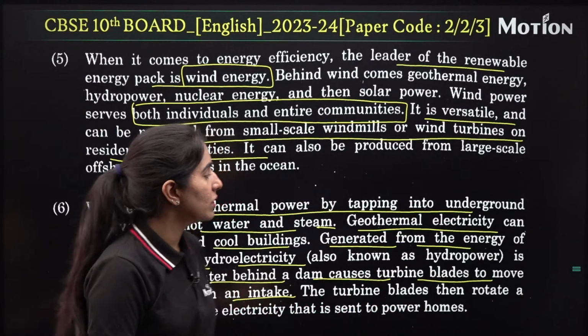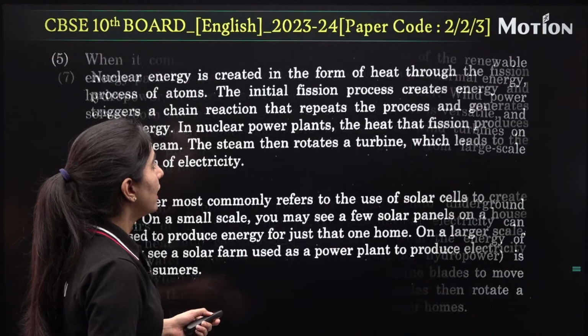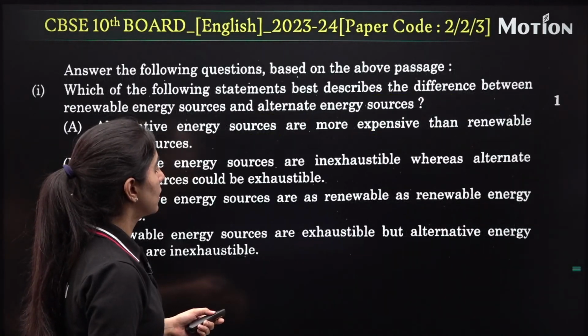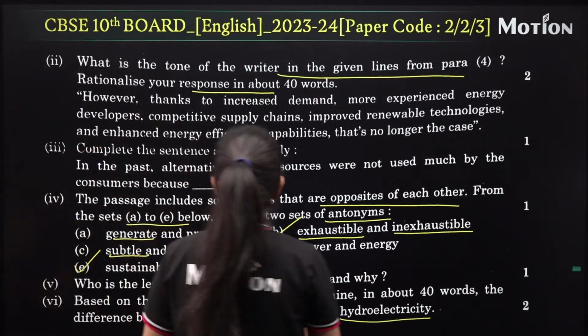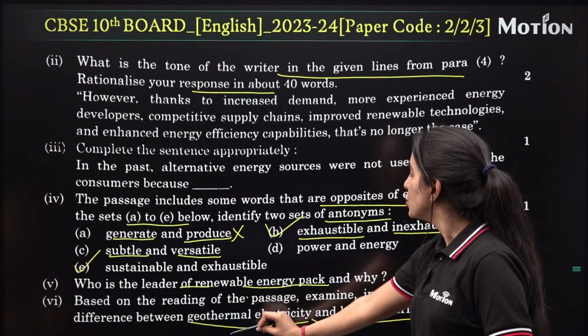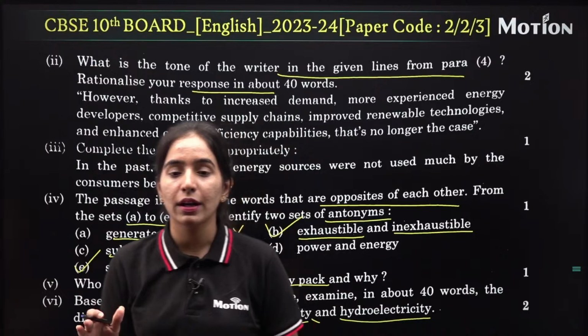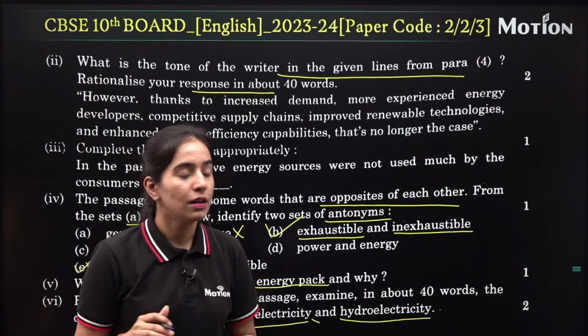Okay, so this is very easy. Now let's move towards the next part. Next question. So this was the answer for this one. Write down in about 40 words the difference between geothermal electricity and hydroelectricity. Is it clear to everyone? Have you also written the same thing?